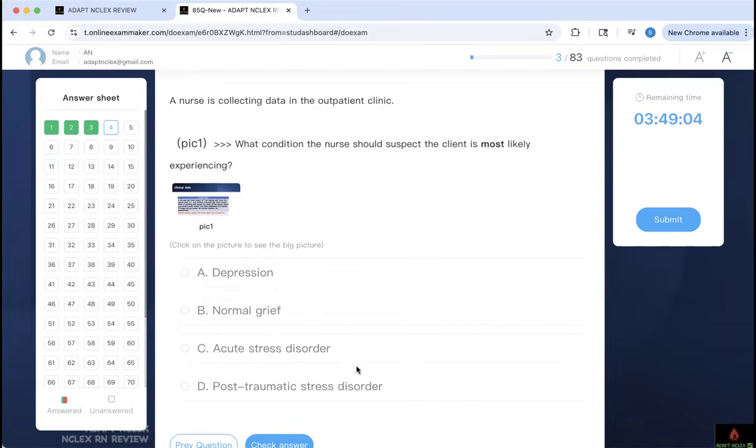Another one. This is mental health. Small mental health information to help you. This is a question that can show up. Watch for this kind of question. It's a trap. Pay attention. A nurse is collecting data in an outpatient clinic. What condition should the nurse suspect the client is most likely experiencing?